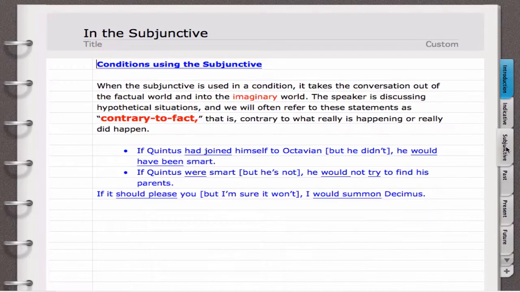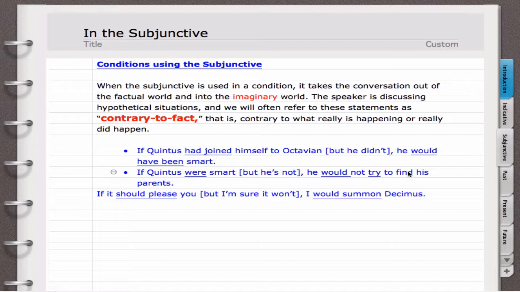Let's get there now. When the subjunctive is used in a condition, it takes the conversation out of the factual world and into the imaginary world. You have hypothetical situations, and the Latin powers that be refer to these statements as contrary to fact statements. That is, they are contrary to what is happening or did happen.